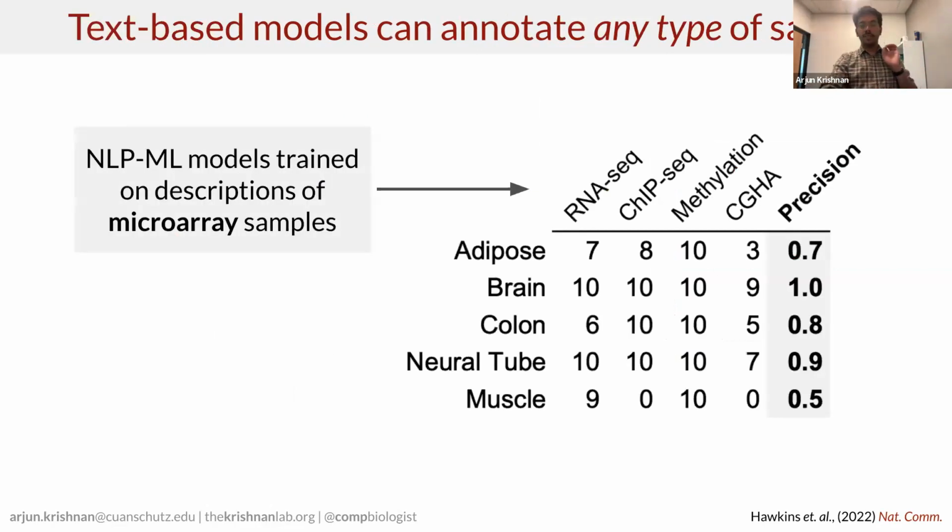All right. The final point is that here's the cool part, right? Sample description is sample description, irrespective of the omics technology. So we created our gold standard by reading the descriptions of microarray samples and annotating them to various tissues of the body. But once the models are trained, they can make predictions on descriptions of any omics samples. It can be proteomics, RNA, ChIP-seq, methylation, whatever it is. So we have essentially been taking these text-based models and applying them to descriptions of many different omics data types, and we're getting pretty good results across the board.